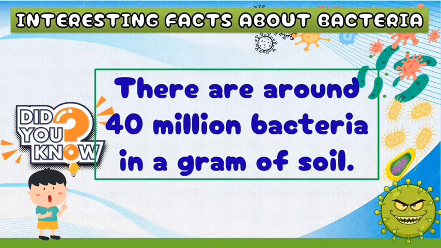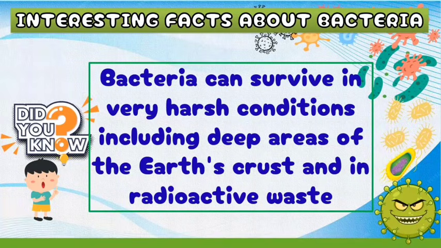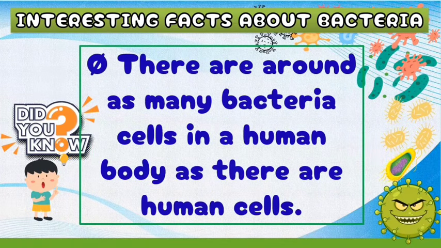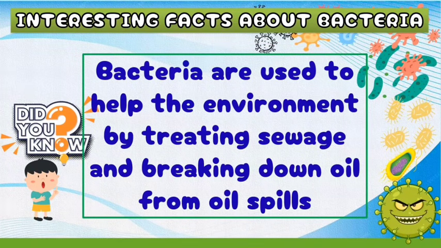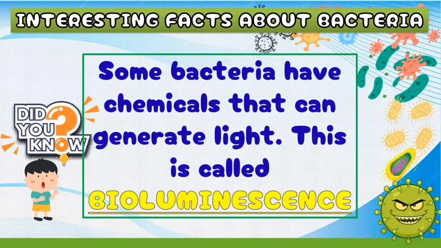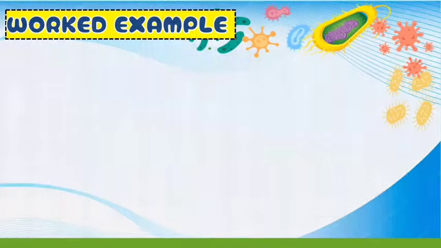Interesting facts about bacteria. There are around 40 million bacteria in a gram of soil. Bacteria can survive in very harsh conditions, including deep areas of the Earth's crust and in radioactive waste. There are around as many bacteria cells in a human body as there are human cells. Bacteria are used to help the environment by treating sewage and breaking down oil from oil spills. Some bacteria have chemicals that can generate light. This is called bioluminescence.